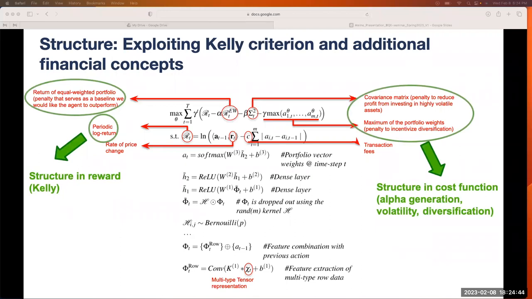In addition to the Kelly criterion I was talking about, which imposes a log return structure used to compute the financial growth, we added the equally weighted portfolio return as a baseline here to incentivize the agent to beat the market, which means to generate alpha and not only have a positive return. We also added a covariance matrix to penalize volatile assets and a max operator to incentivize diversification to better mitigate systematic risks.